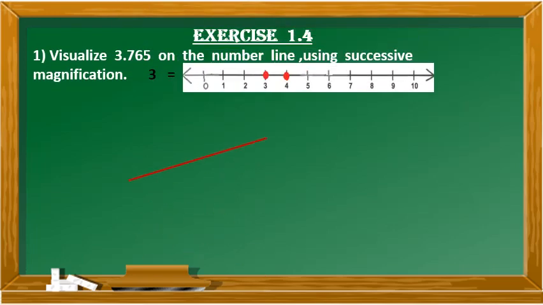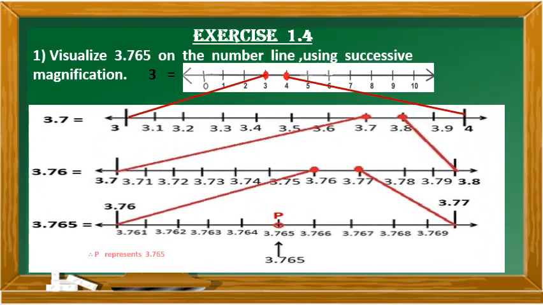We will start with exercise 1.4. Visualize 3.765 on the number line using successive magnification. Now 3.765 is a terminating decimal expansion. Now we are learning how to represent the decimal expansions of rational numbers on the number line. So now on 3.765, first of all represent 3 the whole number on the number line. Draw a number line, divide it into 10 equal parts, and since 3 lies between 0 and 10, write numbers 0 to 10. Circle 3.